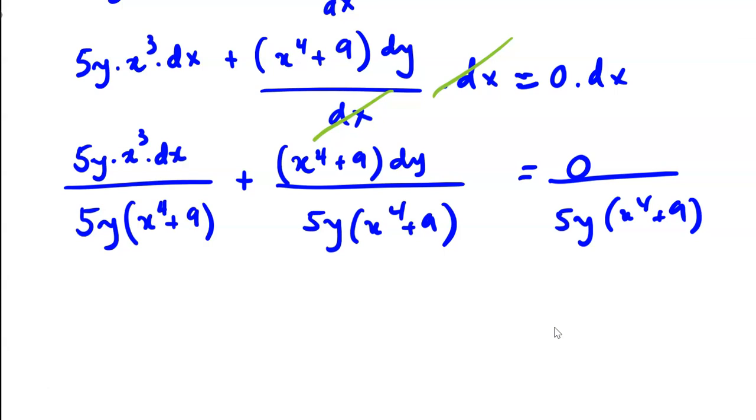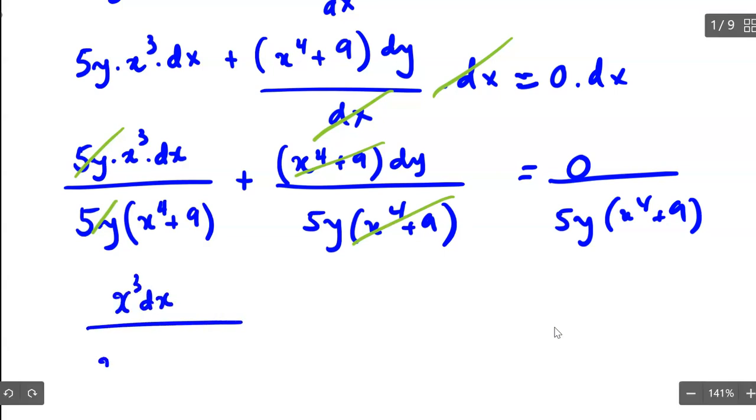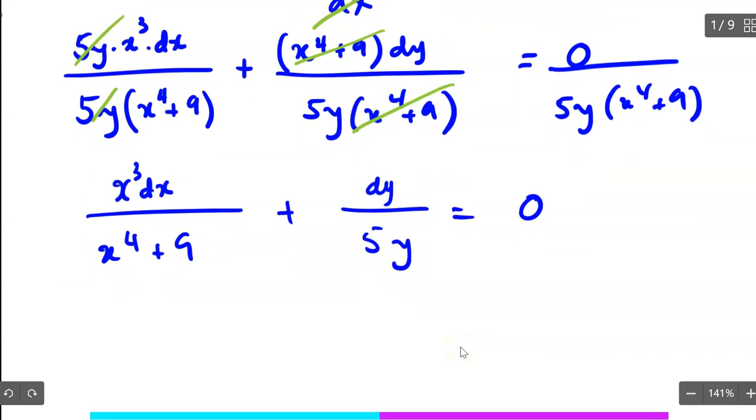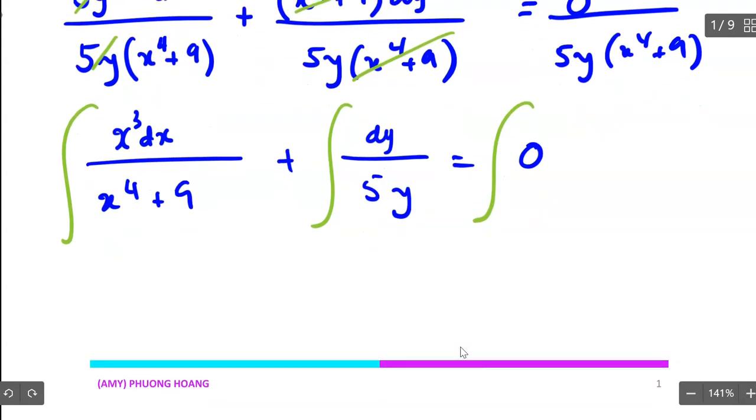So now you see that you get rid of this 5y altogether, and then you get rid of this altogether, and what you have is x cubed dx over x to the 4 plus 9, plus dy divided by 5y equal to 0. So all the variables are separated. Here dx involves all the terms with x, and dy involves the terms with y. So what I'm going to do now is integrate both sides, each term of the equation.